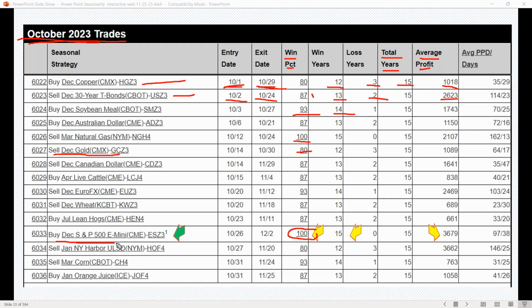That's the S&P 500. You could use the S&P futures, SPX, or SPY. Going back over the last 15 years, if you'd moved into this trade, marking it on the 26th of October, out on the 2nd of December, it had a winning trade 15 out of 15 years. The average profit was $3,600 per contract. It was making $97 per day over 38 days. So that's marking it in.